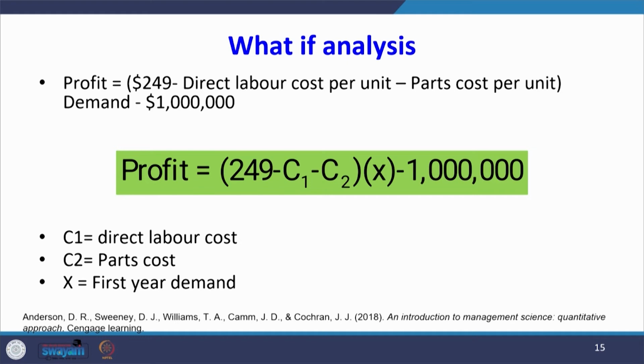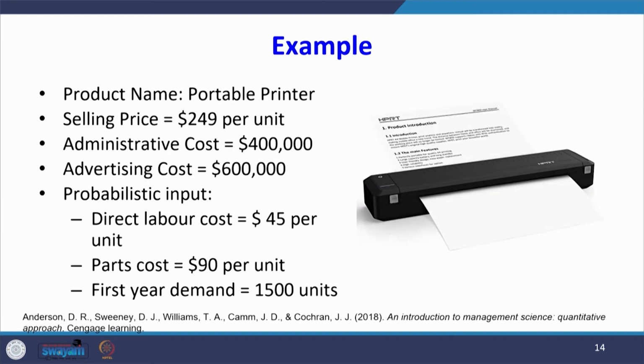So, we can write an equation for profit. What is the profit? Selling price, that is $249, minus direct labor cost minus part cost per unit. The selling price minus cost gives the profit per unit. Then you multiply it by demand, that will give you the overall profit. Then you have to subtract the other overhead expenditures, that is $1,000,000. The expression for profit is 249 minus labor cost minus part cost, multiplied by demand, minus the overall overhead expenditure, that is advertising cost and administrative cost.